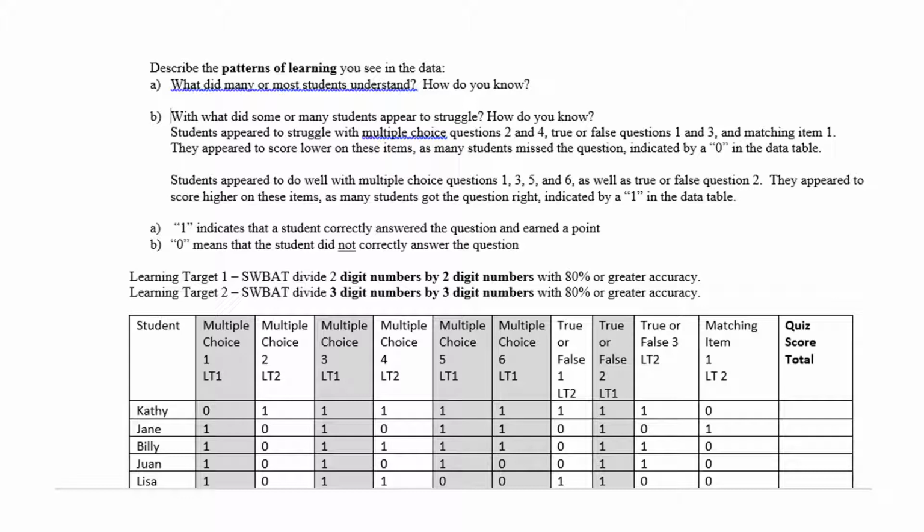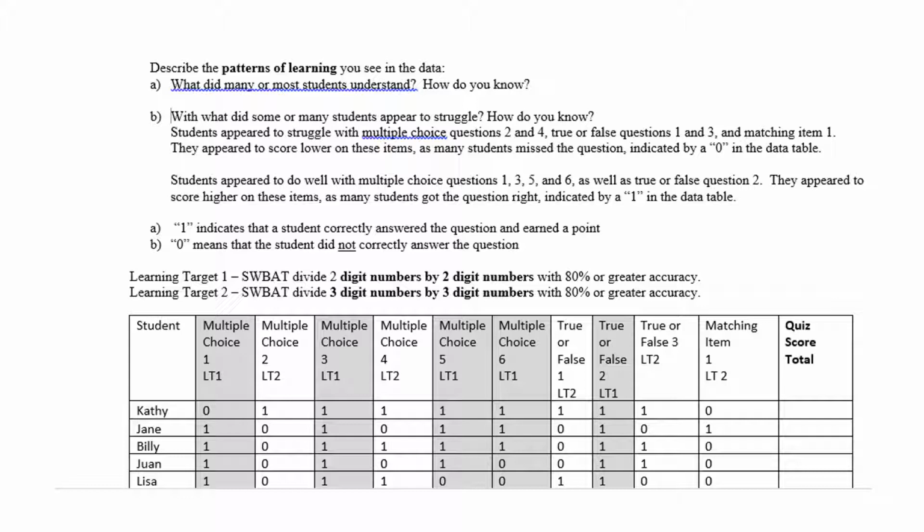So look at multiple choice 2, and I've put the learning target below the item number. So multiple choice 1 is learning target 1, multiple choice 2 is learning target 2, multiple choice 3 is learning target 1. But look at that multiple choice 2. Do you see in the display here, only Kathy got it right. So multiple choice question number 2 was one that they struggled with. Similarly, question number 4 was one that they struggled with.